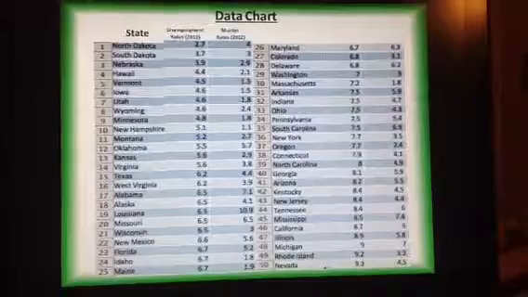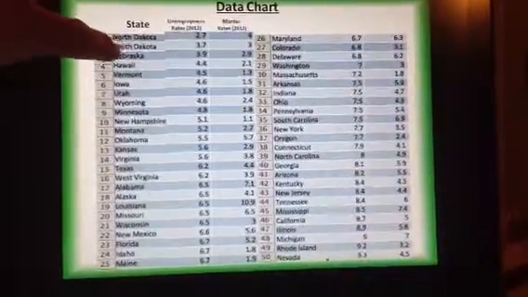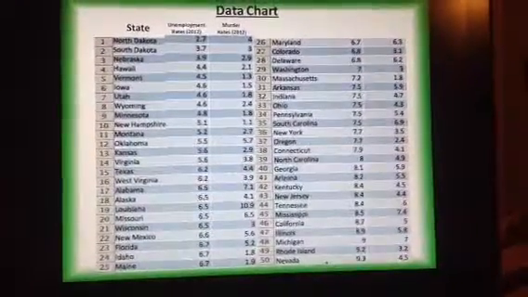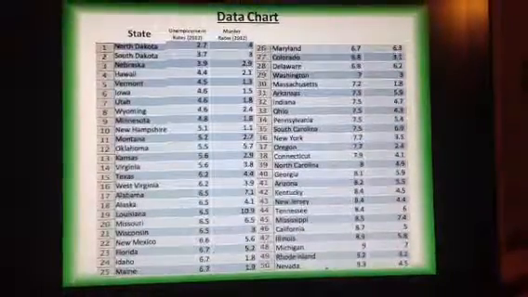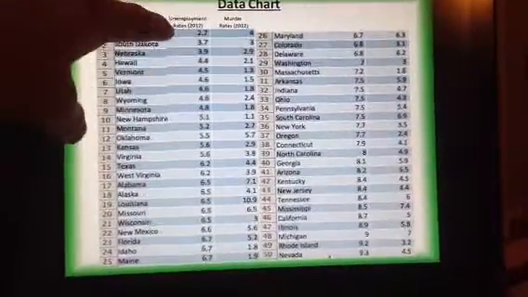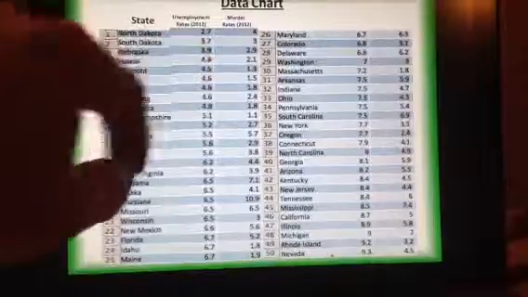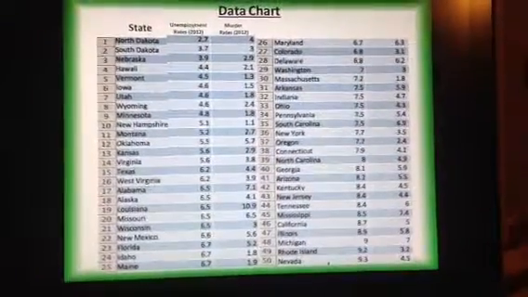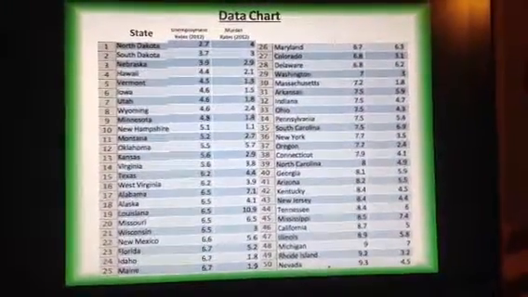I found it for the year 2012, and I have the states listed in order from lowest unemployment rate to highest unemployment rate. I have the unemployment rates right here, and then I have murder rates right next to that in correspondence to the state.